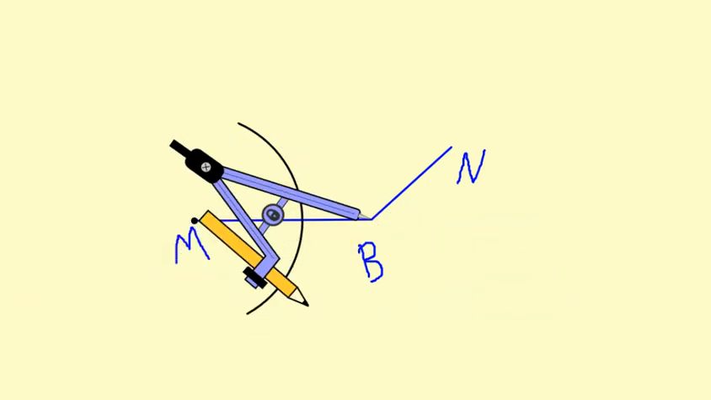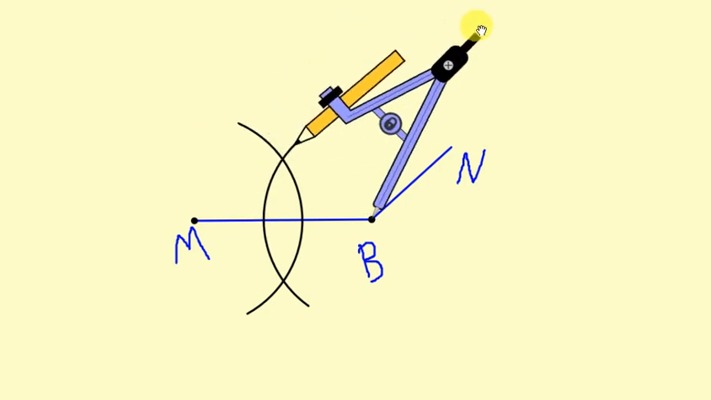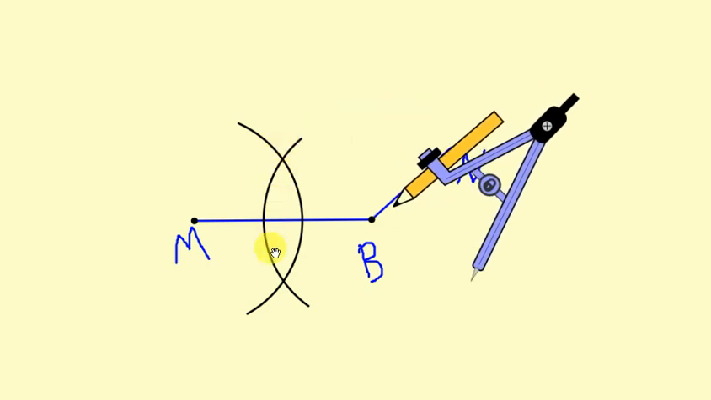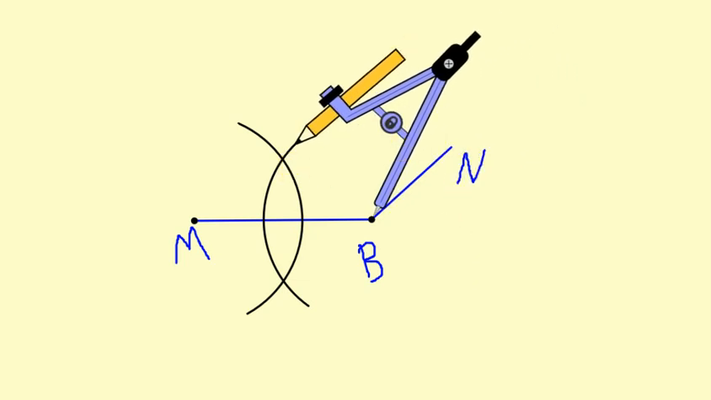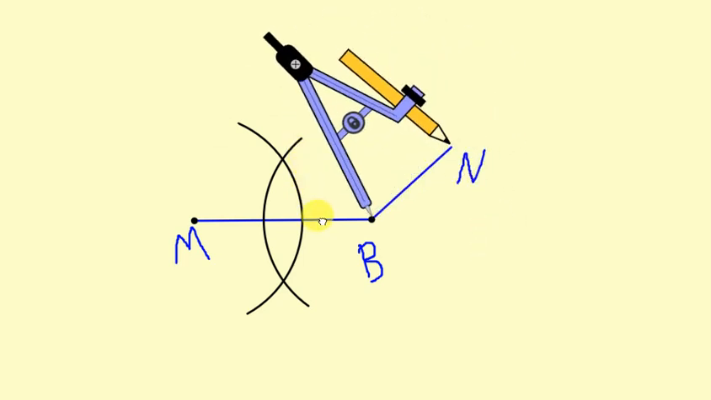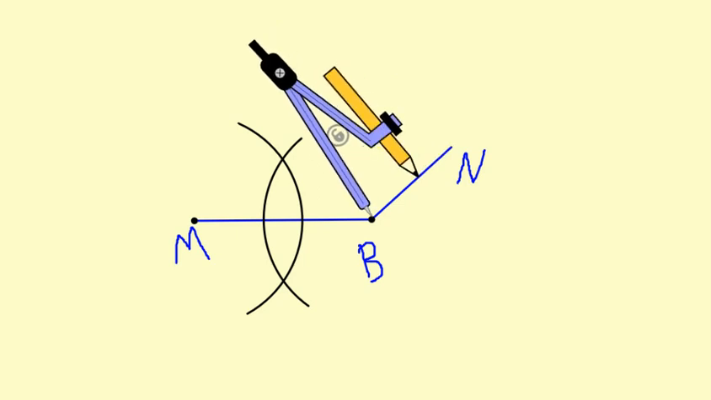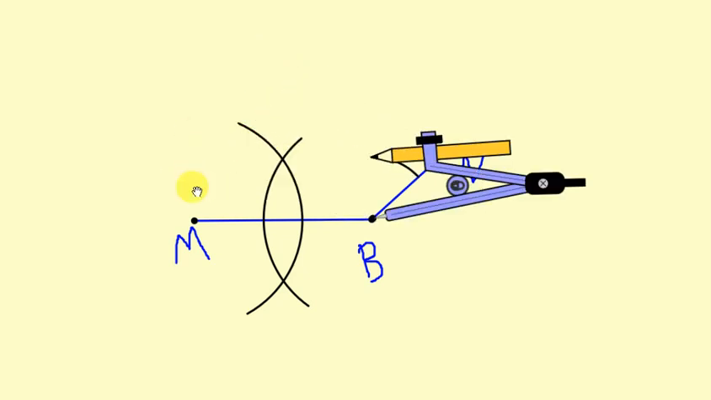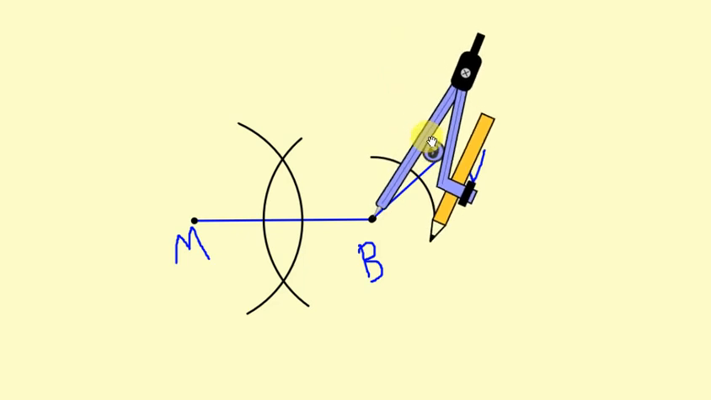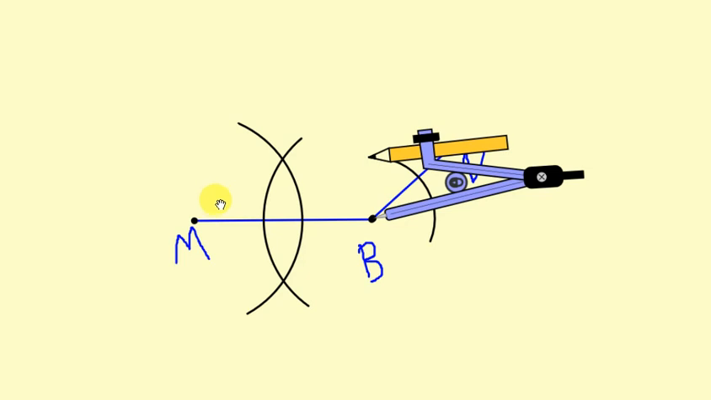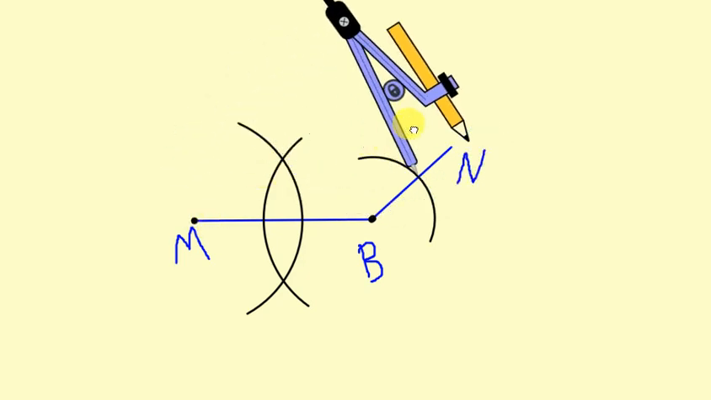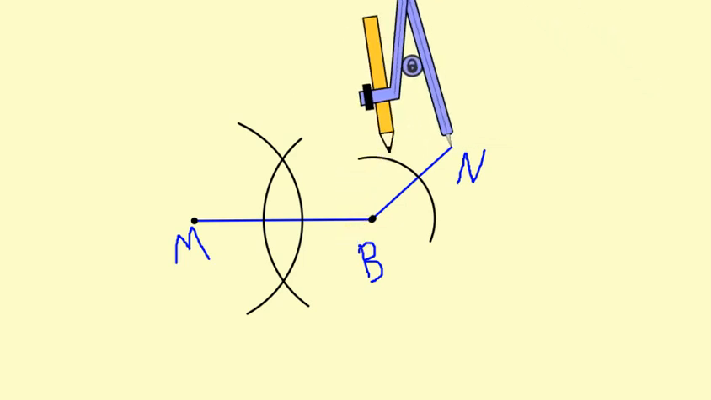Finally we get the intersection points of these two semicircles, and we get the perpendicular bisector. But before, let's do the same at the segment BN. Okay, so we put the pencil at a distance more than half, and we draw a semicircle. Okay, and we do the same at the point N, and we draw the semicircle.